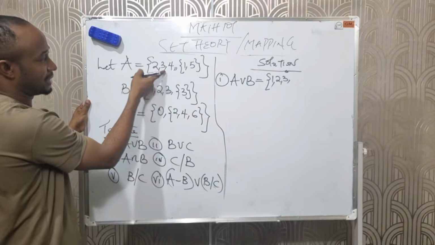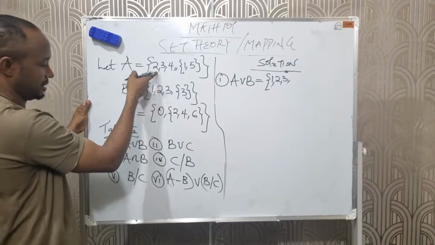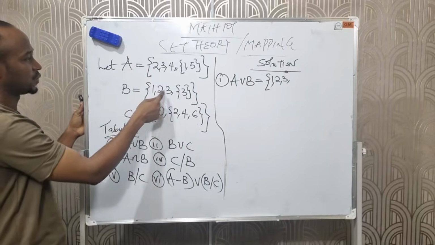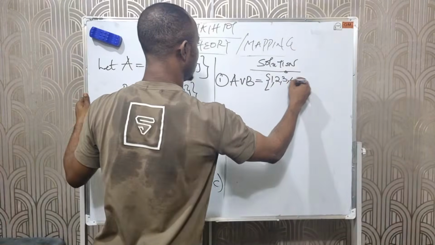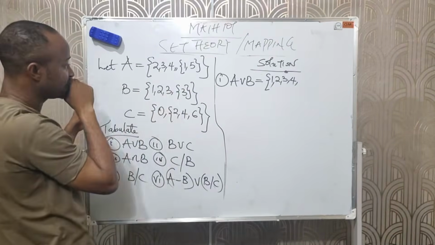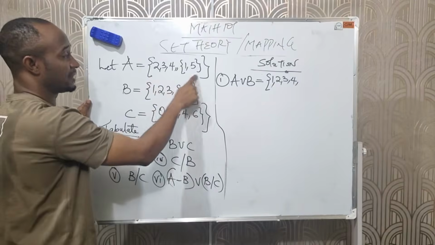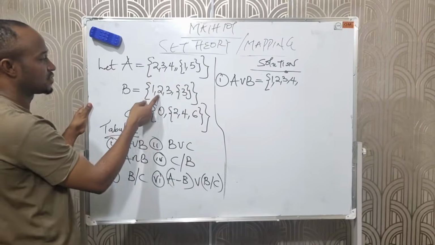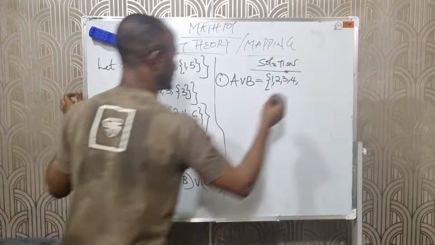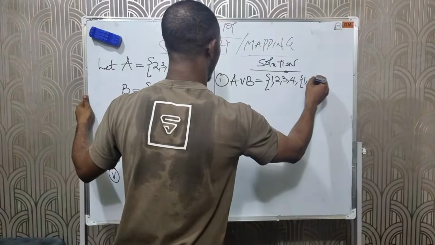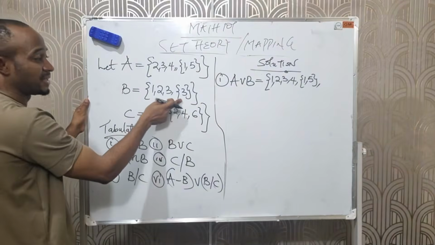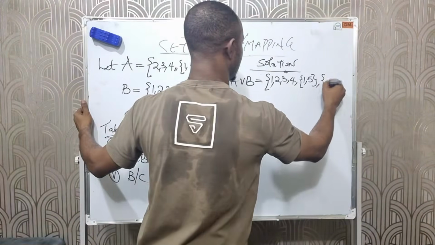I've only picked 2 and 3, so I will not repeat them again, right? We are looking at A union B between these two. We have 1, 2, 3, followed by 4. What follows 4 is set 1 and 5. Please pay attention. We picked 1, 2, 3, and 4, right? Then after 4 follows sets 1, 5. Then followed by what? Set 3.